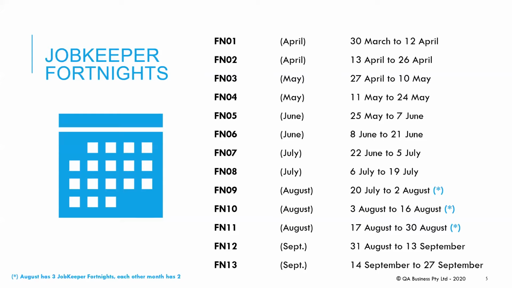through Single Touch Payroll. But if you're not starting JobKeeper until, let's say, June, you'll probably use fortnight 05 as your first JobKeeper-start-FN 05 for those eligible employees as soon as you become an eligible employer. So these numbers will be changing depending on your specific circumstances as to when you start the JobKeeper program as an eligible employer, and the employees are eligible as well.